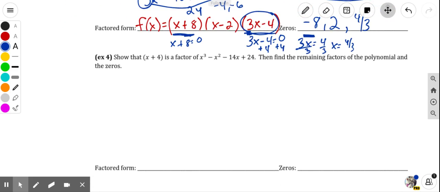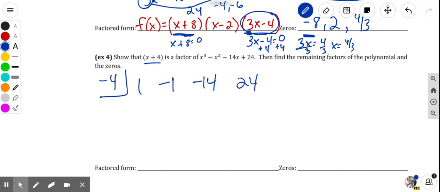Okay, last one, number 4. This is another easier factoring one. So we're going to put our number in the box, -4. And then we're going to have 1, -1, -14, and 24. Okay, so we're going to drop the 1 below. -4 times 1 is -4.